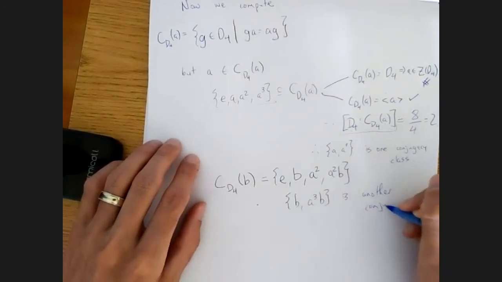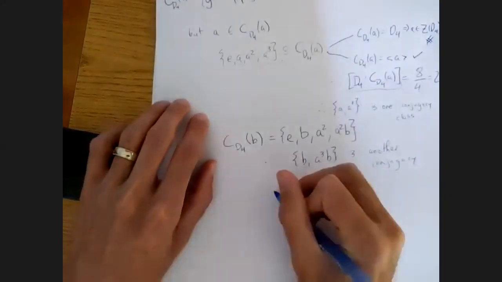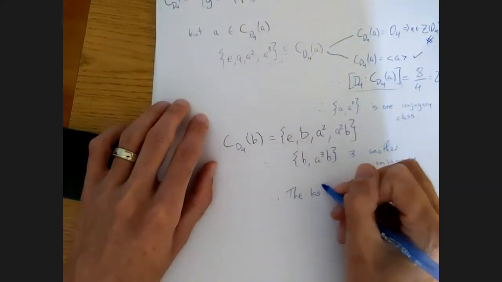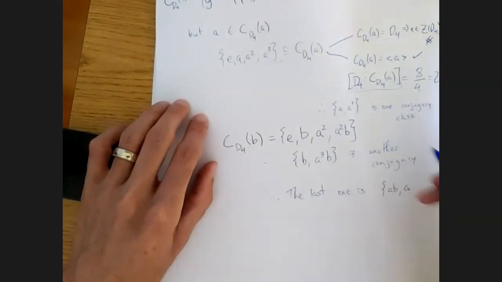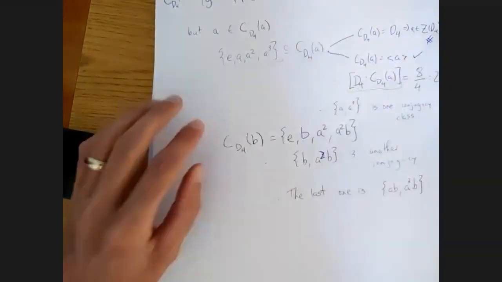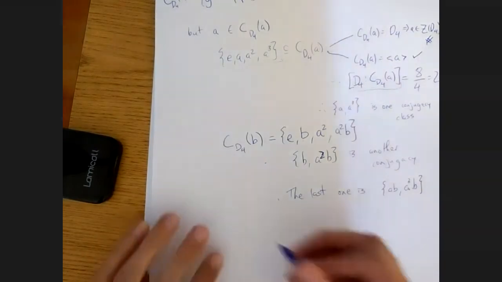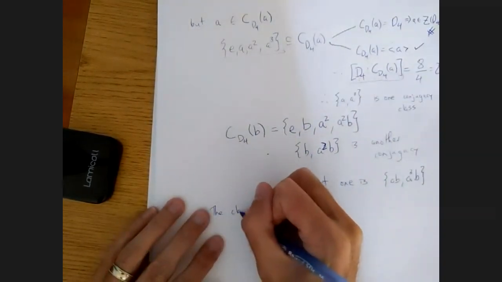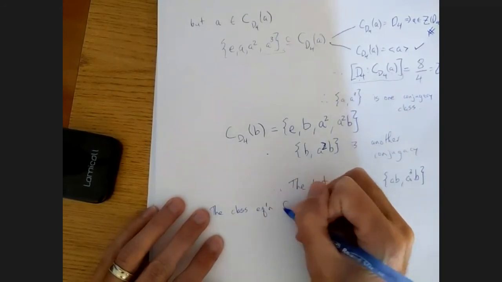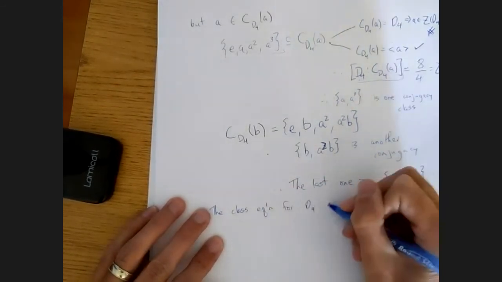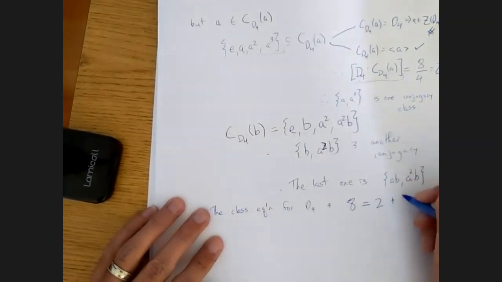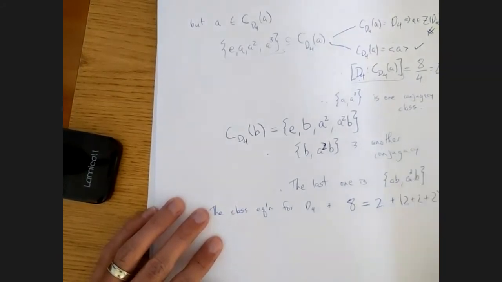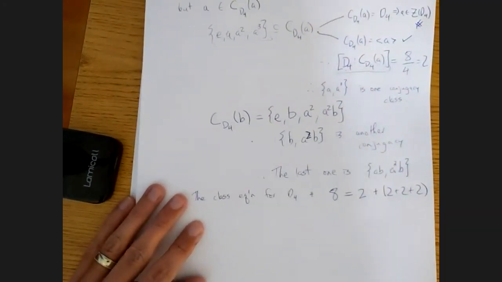And now the only things left are the remaining conjugacy class. So the last one is just AB. Oh, sorry, this should be B and A squared B. Sorry about that. And we have AB and A cubed B is the last one. So now the class equation for D4 is just 8 equals 2 plus 2 plus 2 plus 2. That's all.